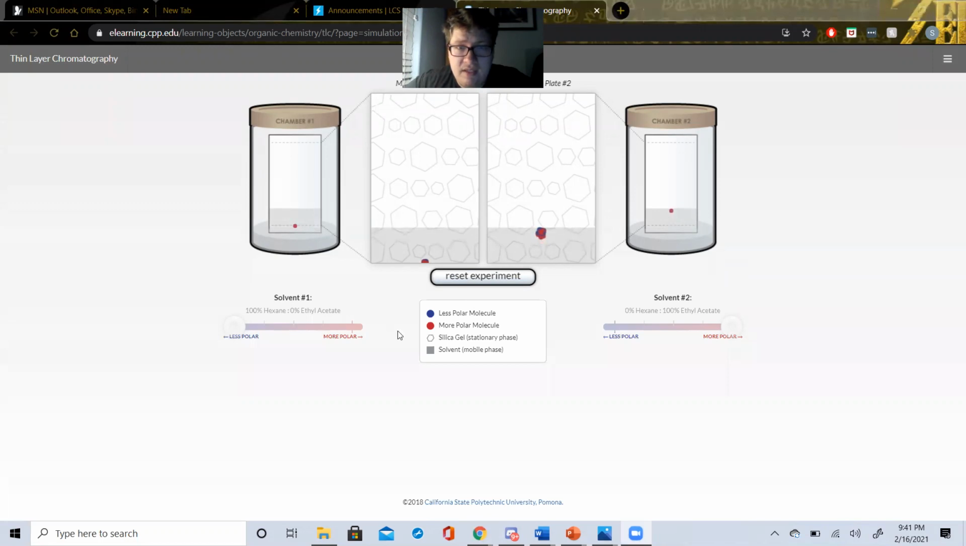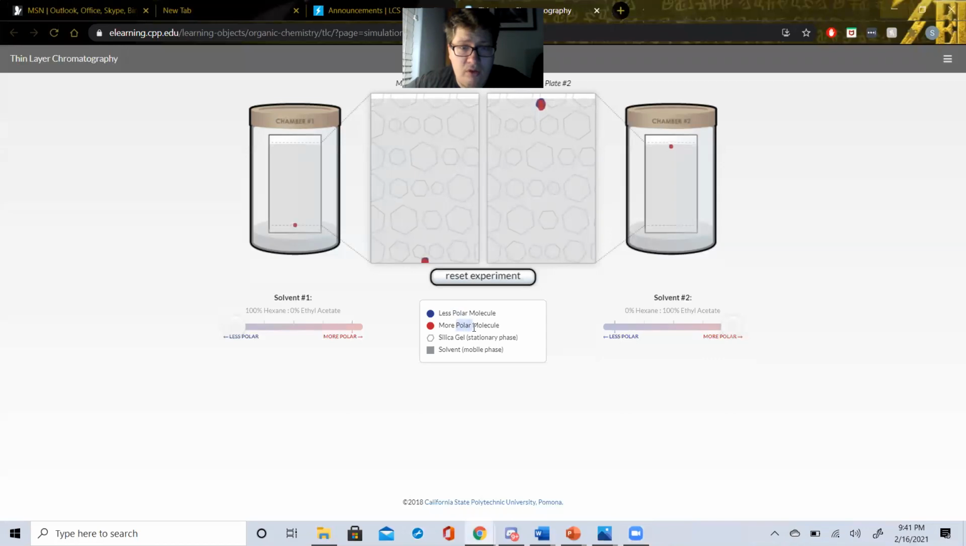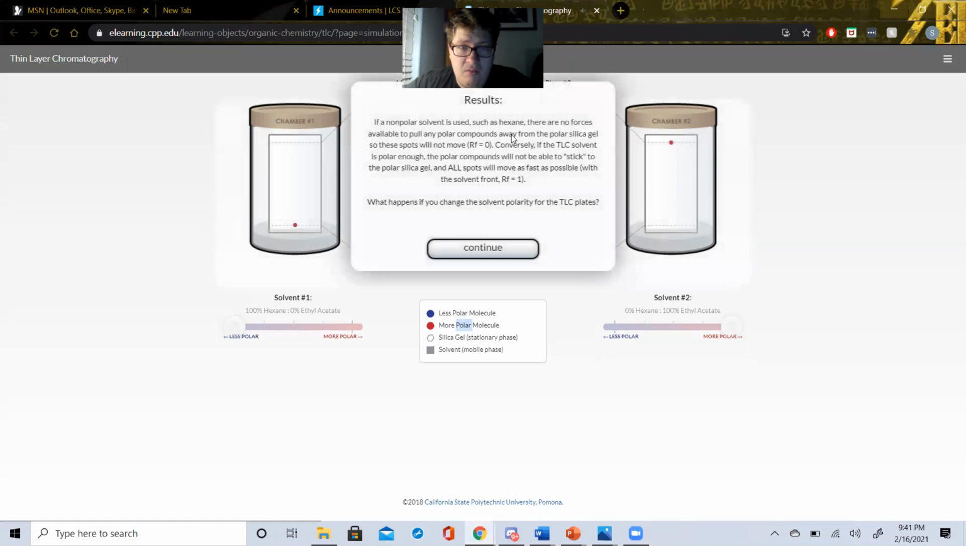Yeah, as you can see, as this is going up, like I told you, 100% hexane will not make the things move. However, 100% ethyl acetate will. So this is a bad example because these should be separated because they have different types of molecules. Polar and non-polar molecules are different. If a non-polar solvent is used, nothing happens. The RF value is 0 in this.